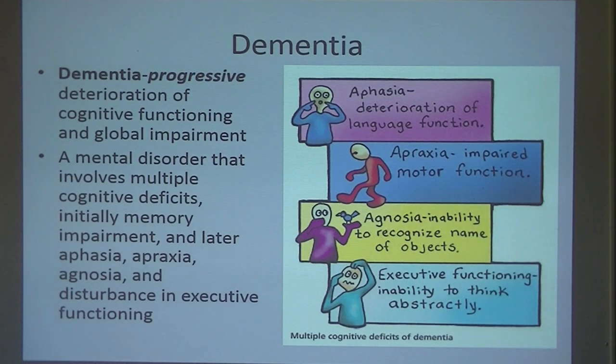So dementia. Dementia is a progressive condition, unlike delirium, which, remember, develops over a short period of time. It is a mental disorder that is first seen with memory impairment, and as the disease progresses, the patient is going to decline as well. So as the disease progresses, we're going to see aphasia, apraxia, agnosia, and impaired executive functioning. All of those can occur.